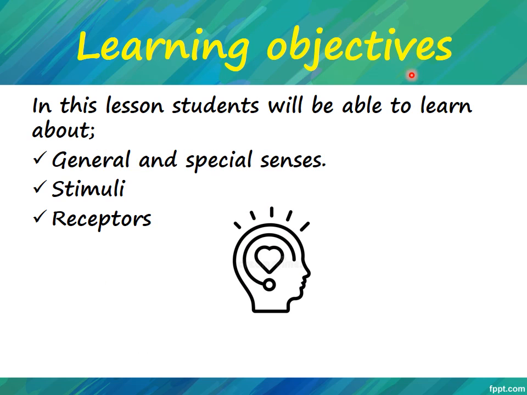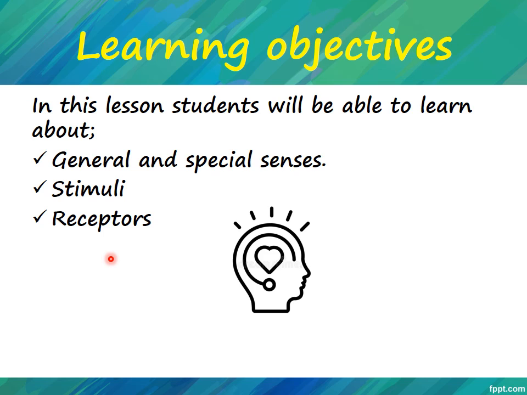These are the learning objectives, and in this lesson we will learn about the general and special senses, stimuli and receptors. As you are all well familiar, our senses make us aware of the changes in our surroundings and even in our own bodies. We have a number of kinds of sense cells. Those sense cells are basically receptors, and each is sensitive to a particular kind of stimulus. We will discuss everything ahead as well.